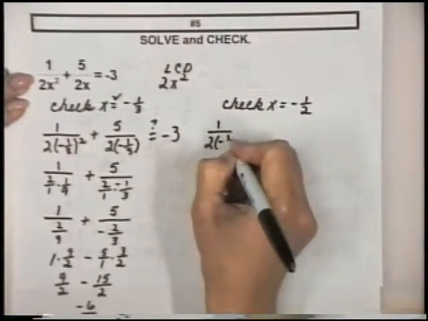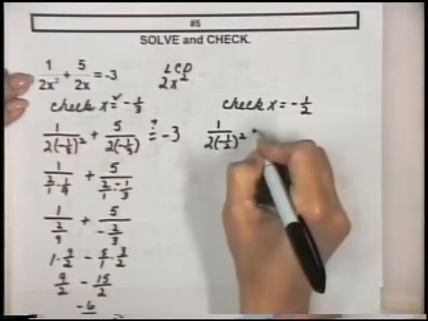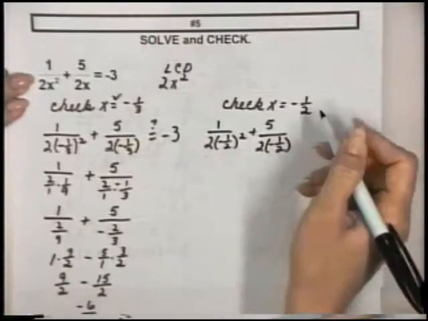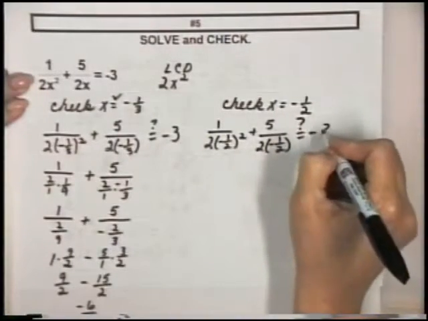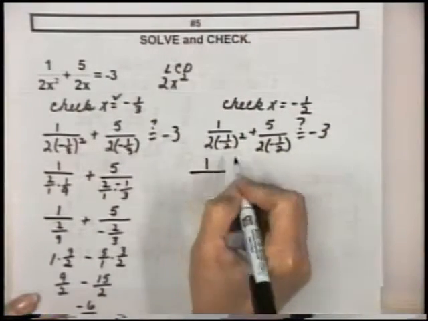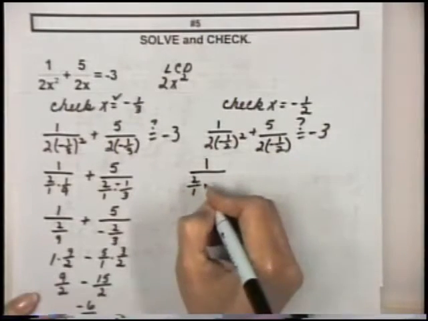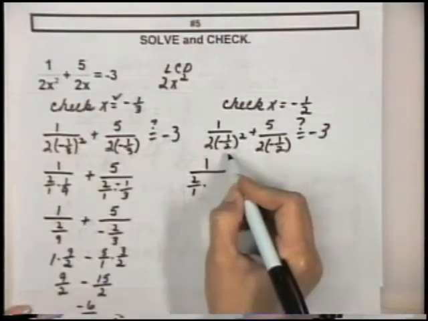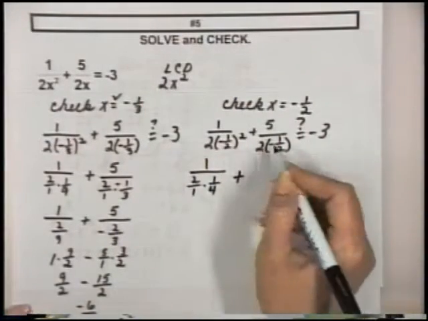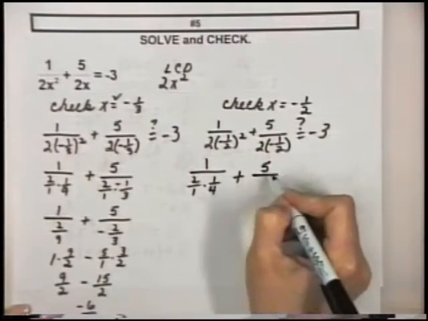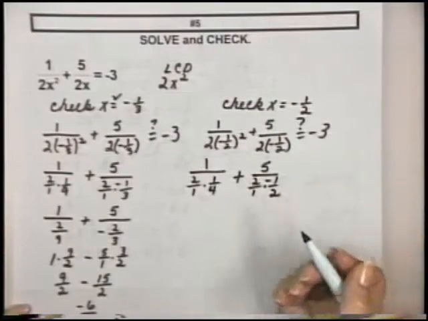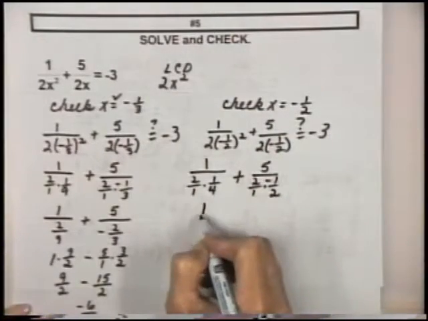I will have 1 over 2 times negative 1/2 squared plus 5 over 2 times negative 1/2. Does that equal negative 3? For my first fraction, I'll have 1 over, I will write my 2 over 1. I will square my negative 1/2. When I square negative 1/2, I get positive 1/4. Plus, for my second fraction, I will have 5 over, I'll write my 2 over 1 times my negative 1/2.